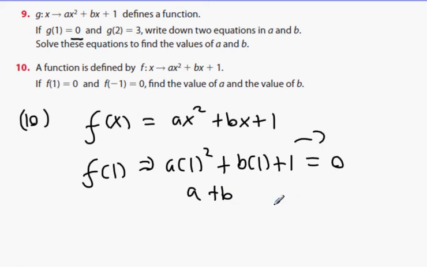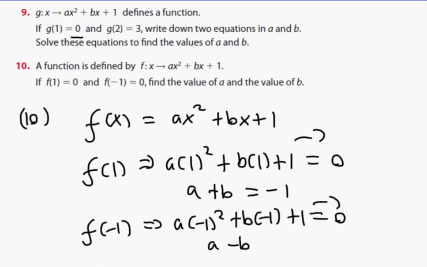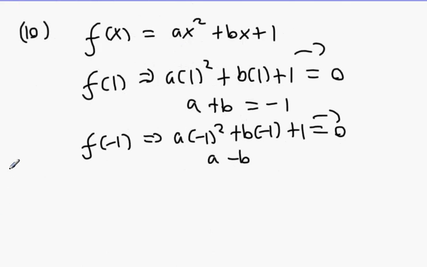It's actually the same, it proves the same as the first one. Equals minus 1. The next one is f of minus 1. Replace all x's with minus 1's. We get a times minus 1 squared plus b times minus 1 plus 1 equals 0. Bring the 1 over the other side, and we're going to get a minus b. We're going to get a minus b equals minus 1. Who got that? Okay. Now we have two equations.